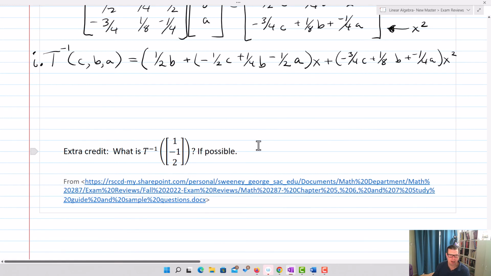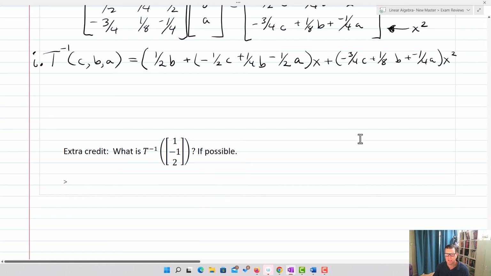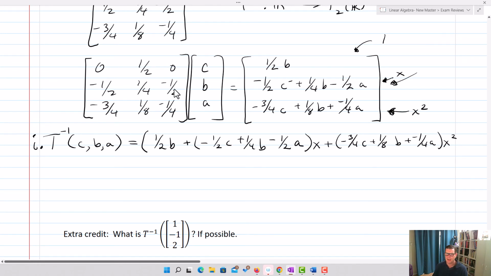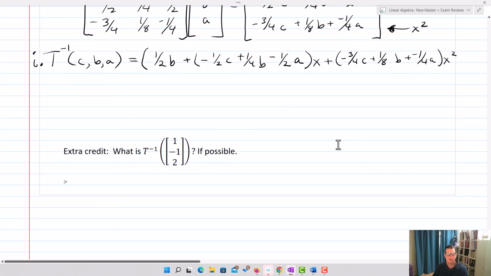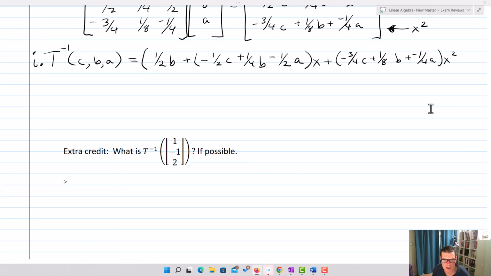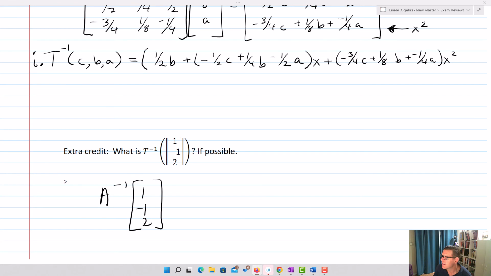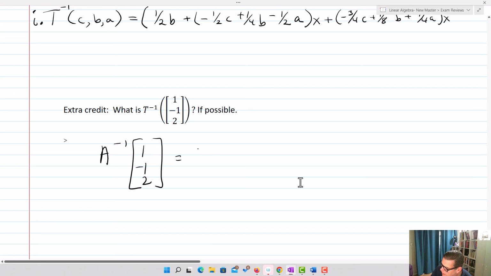And now, a little extra credit. What is T inverse of 1, negative 1, 2? We can either use the transformation, which is fine, or we can plug it into the matrix. I'm going to plug it into the matrix and use my calculator. I'm essentially using A inverse, and I'll multiply it by 1, negative 1, 2. And that ends up equaling negative 1/2, negative 7/4, negative 11/8.